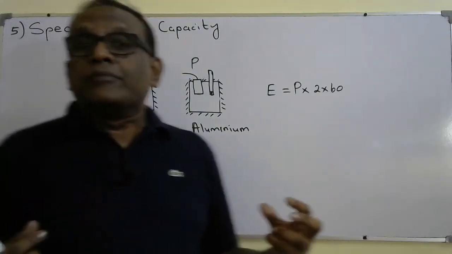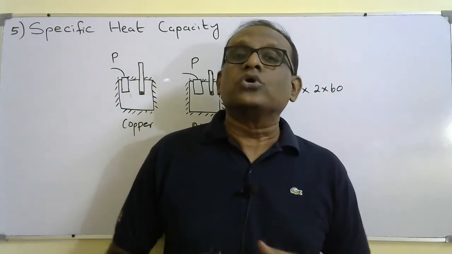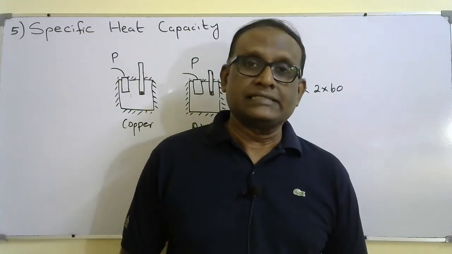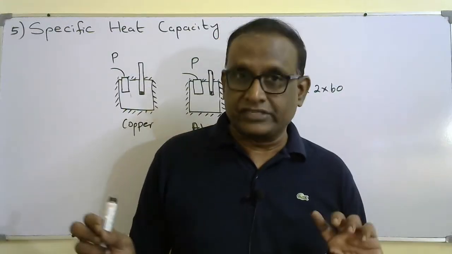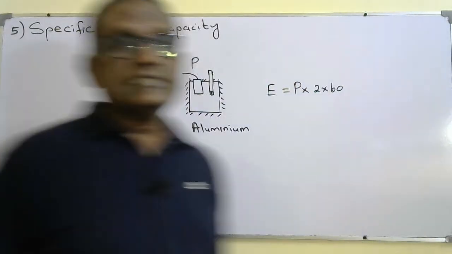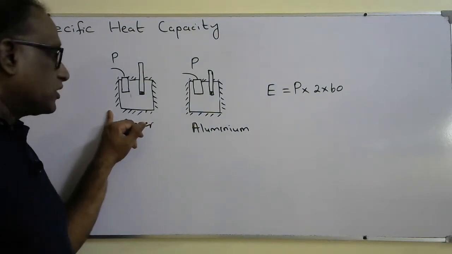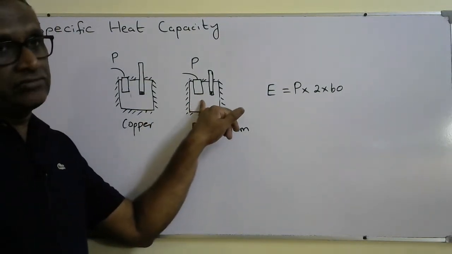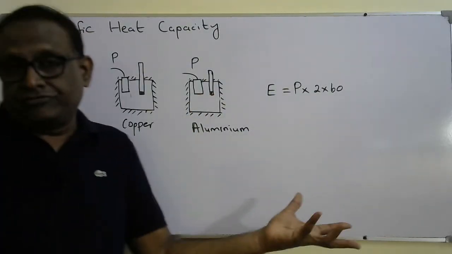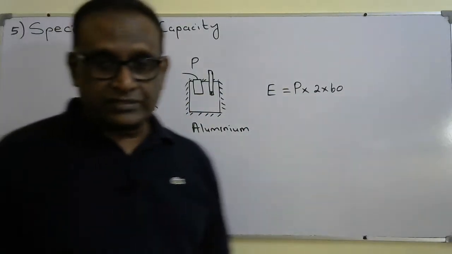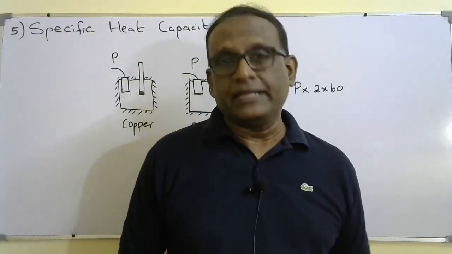So the vibration of the particles, atoms or molecules, will be different. So the change in temperature, that is the increase in temperature because of the kinetic energy, will be different, because the average kinetic energy gained by the atoms of the copper and the average kinetic energy gained by the atoms of the aluminium will be different, since the atomic plane structures are different. That's the reason the increase in temperature will be different.